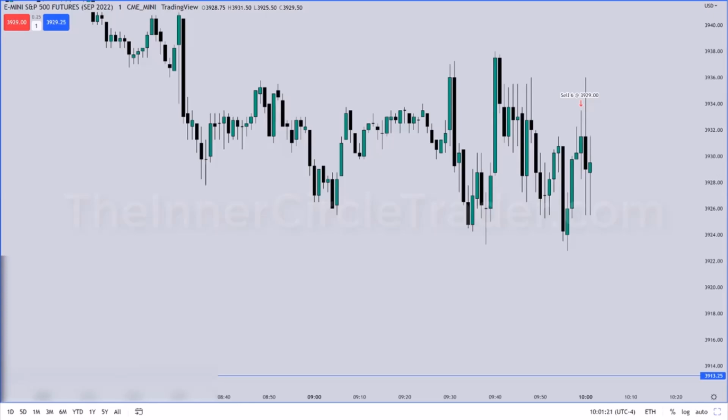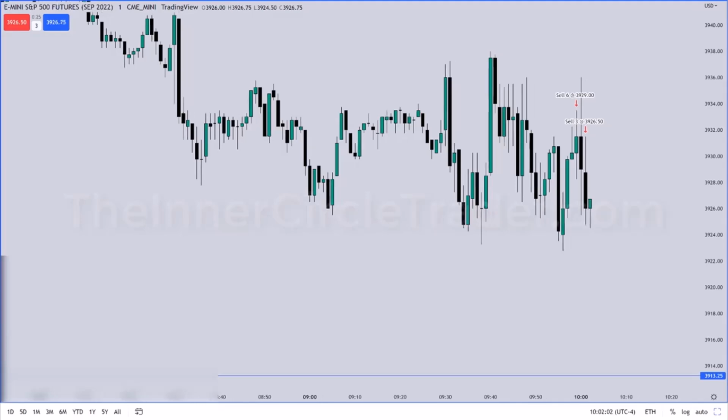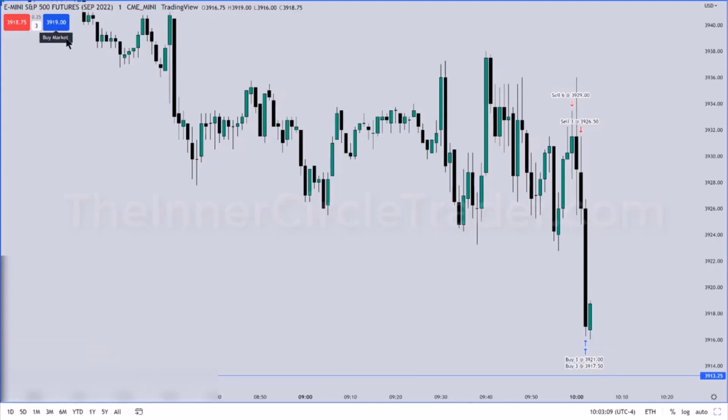All right, so I'm going to try to go short another position in here and inside that fair value gap right there. Expecting 39.13 and a quarter to be blown out. All right, take a partial here, just a little bit lower. I'll take another partial. There you go.